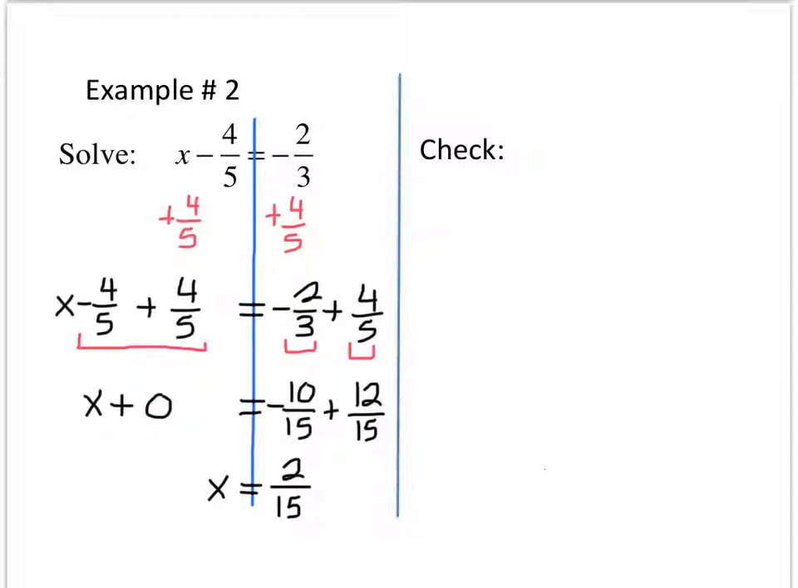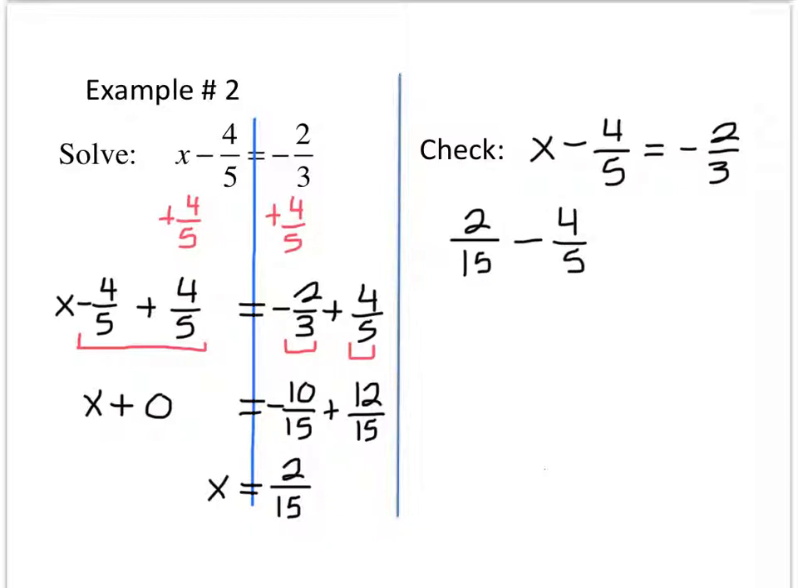I'm going to start with my original equation, x minus 4/5 equals negative 2/3. So here we go, x minus 4/5 equals a negative 2/3. And I'm going to plug in that 2 over 15 for x. So I'm going to say 2 over 15 minus 4/5 equals a negative 2/3.